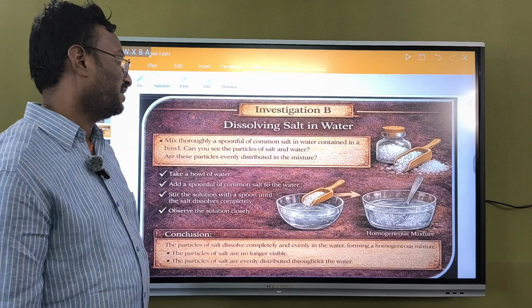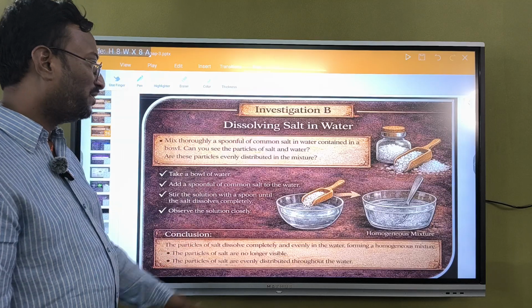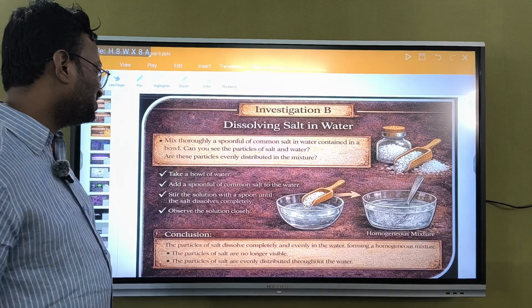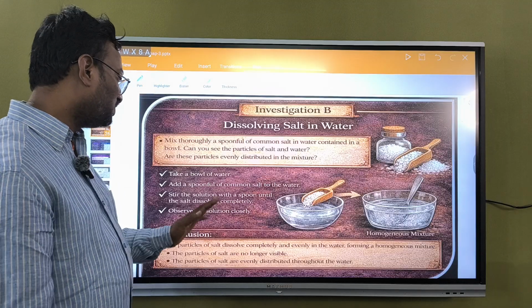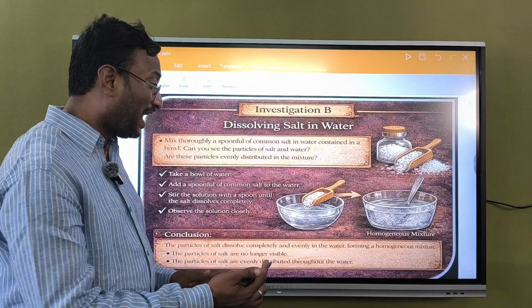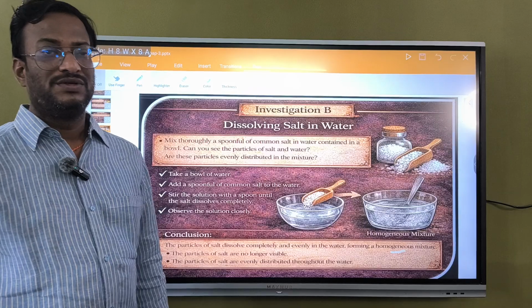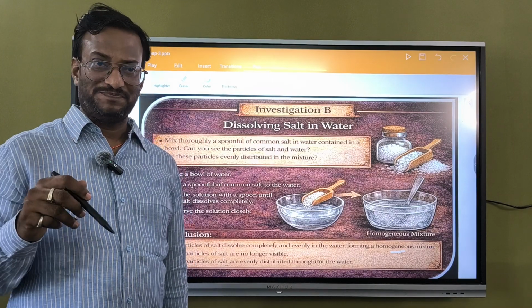Dissolve salt in water. Take 1 spoon of salt in 1 glass of water or 1 bowl of water. What happens? Stir the solution, observe the solution. What do we observe? Particles of salt dissolved completely and evenly in the water, forming a homogeneous mixture. Salt has dissolved completely in water.